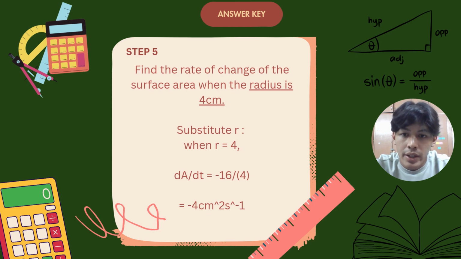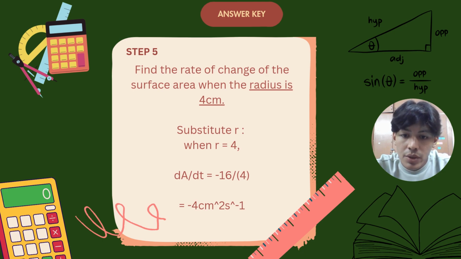So now we go to step 5, our last step. We will find the rate of change of the surface area when the radius is 4 cm. So we already have the value of r, which is 4.